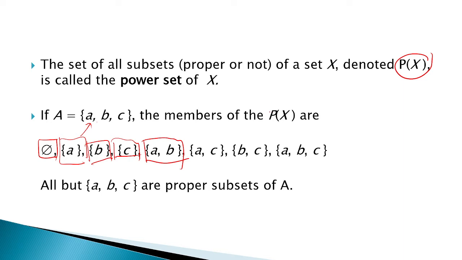So, therefore, yung P of X mo will be equal to this one. P of X will be equal to the set of these sets. It's a set of sets. To be specific, anong klaseng set? Subsets. Now, everyone on every set dito, there are proper subsets except for ABC. Because ABC is also equal to set A. So, therefore, it's not a proper subset.